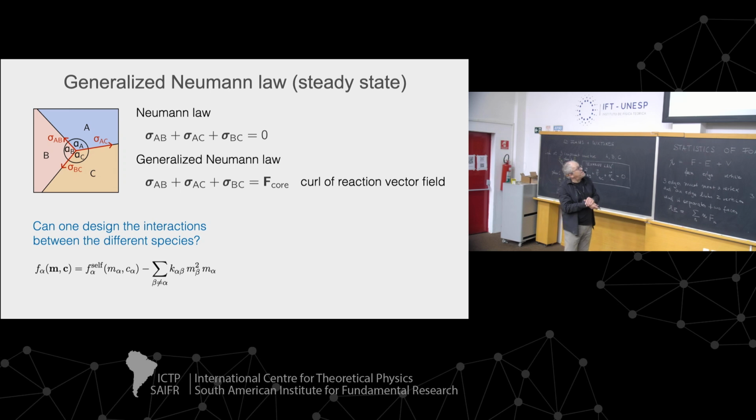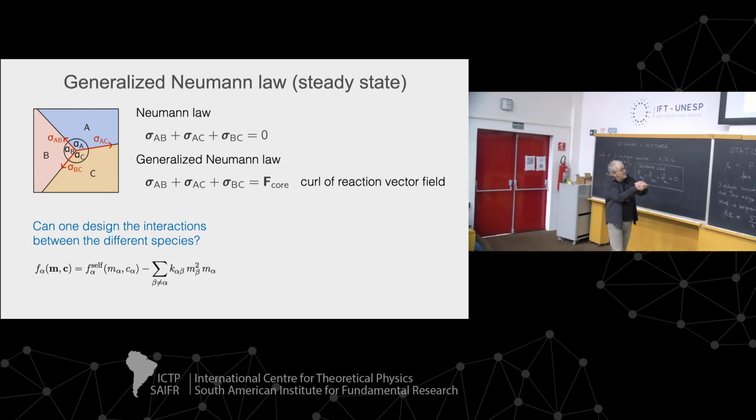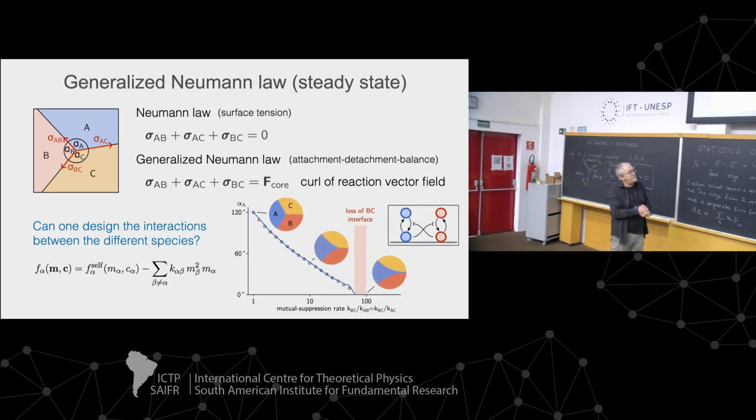And then you can use this new generalized Neumann law to design interaction rules, meaning you design the parameters that appear here in the self-interaction or here in the mutual interaction, such that you tune the phase behavior.